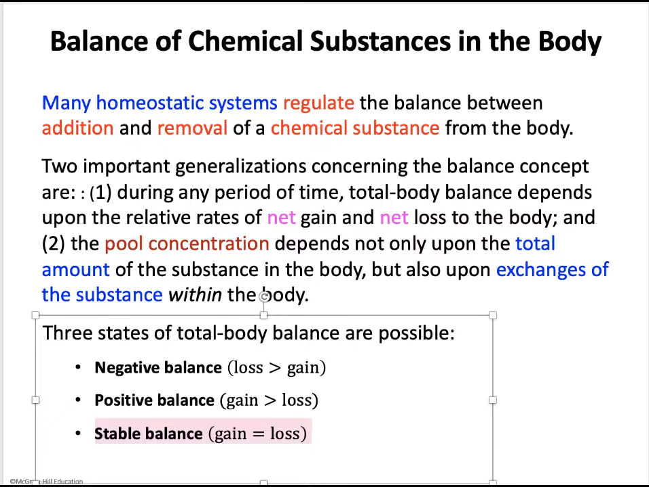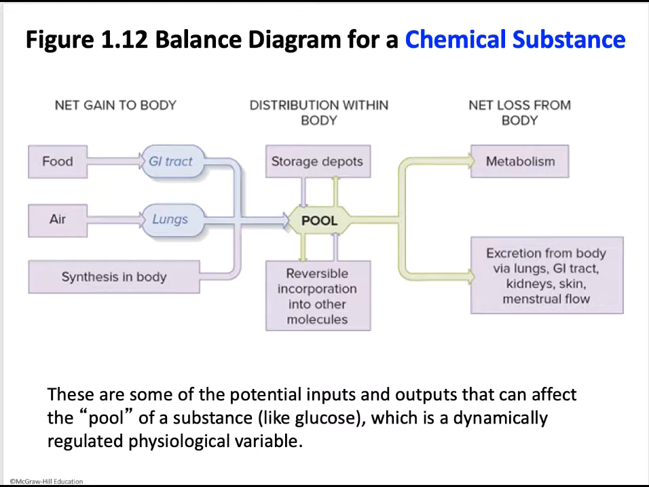We'll learn a lot more about that later. Here is a very generic overview of chemical substances in the body. You can see the pool. That pool can be in various places. It doesn't have to be localized to one place. It could be in the blood, or it could be in the bone, whatever.